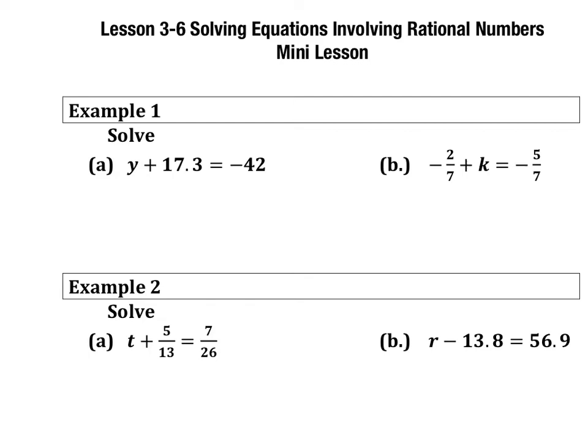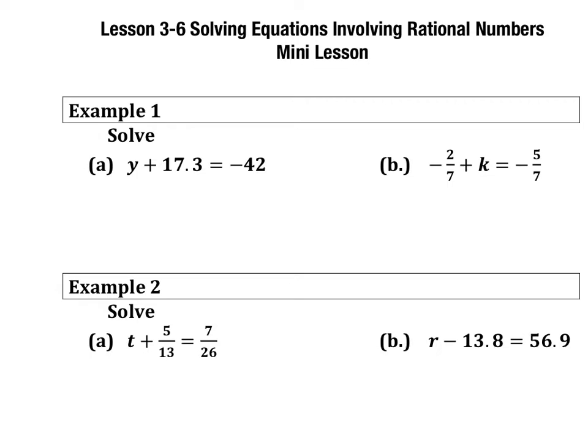In Lesson 3.6, we're going to be looking at solving equations involving rational numbers. So we're going to be using the same rules and properties we've been using with rational numbers, but now they're going to be contained within equations. Let's remember the goal of an equation itself is isolating the variable and using inverse operations to do so.